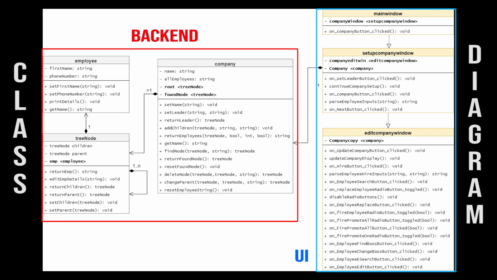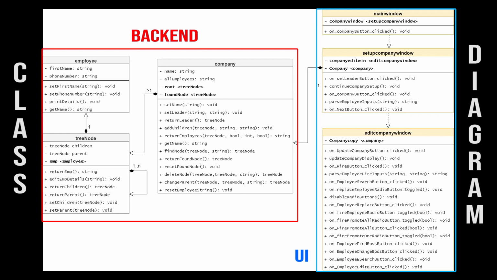On the right, I have my UI classes. So each window in a Qt application is represented by a class. If you saw my short video, I talk about how to actually run through the program. So when you first start the program, it opens the main window. Here you just put the company name and then you call setup company window. This will open a new window where I create the instance of my company class with that name.